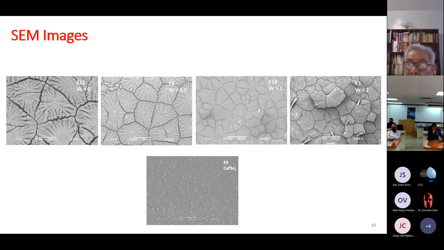Then we can see the images, and here you can see the cases of BC equals 0.5, 1, and 2, and the image below is the one which corresponds to pure cesium lead triiodide. But in the case that we have the optimum, BC equal to 0.5, you can see that the grains are large, above 50 microns.